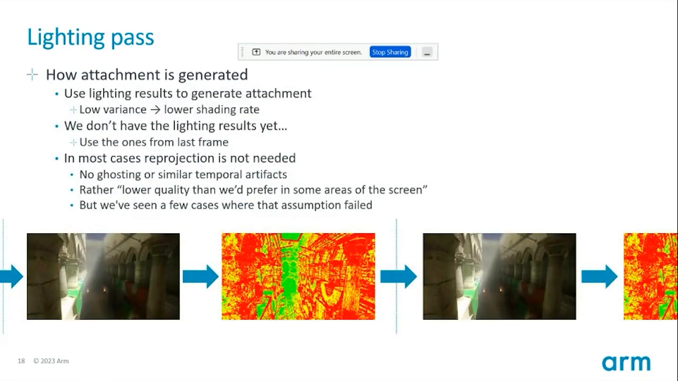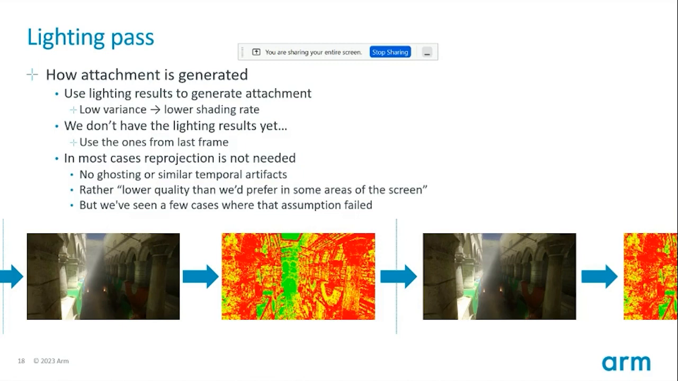So how do we actually generate this attachment? Well, we'll be looking at the finished lit results to generate the attachment. So wherever there's a low variance in the final color, there we can use a lower shading rate. The only problem is this is what we're trying to render in this pass. We don't have these results yet. So instead, we'll be looking at the ones from the previous frame.